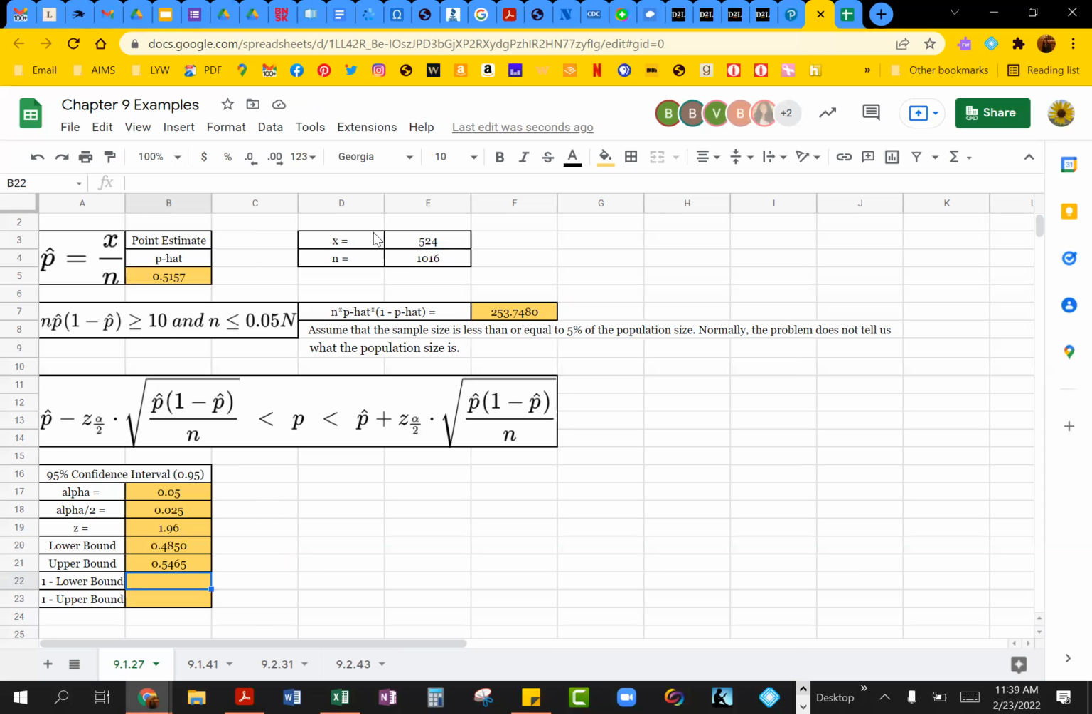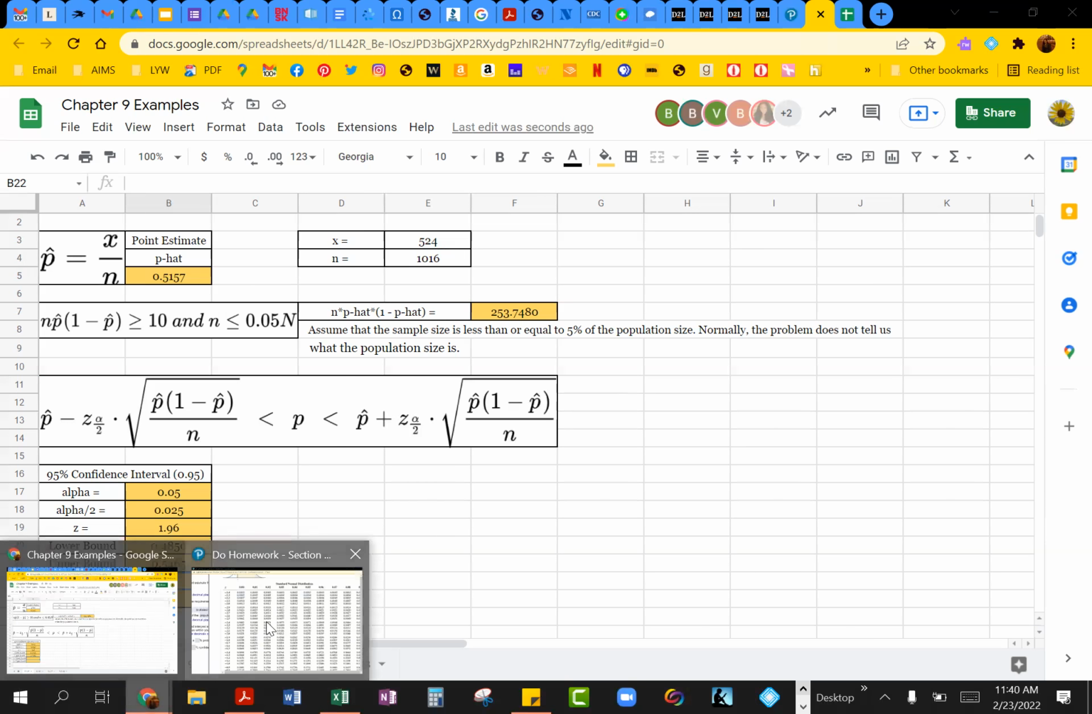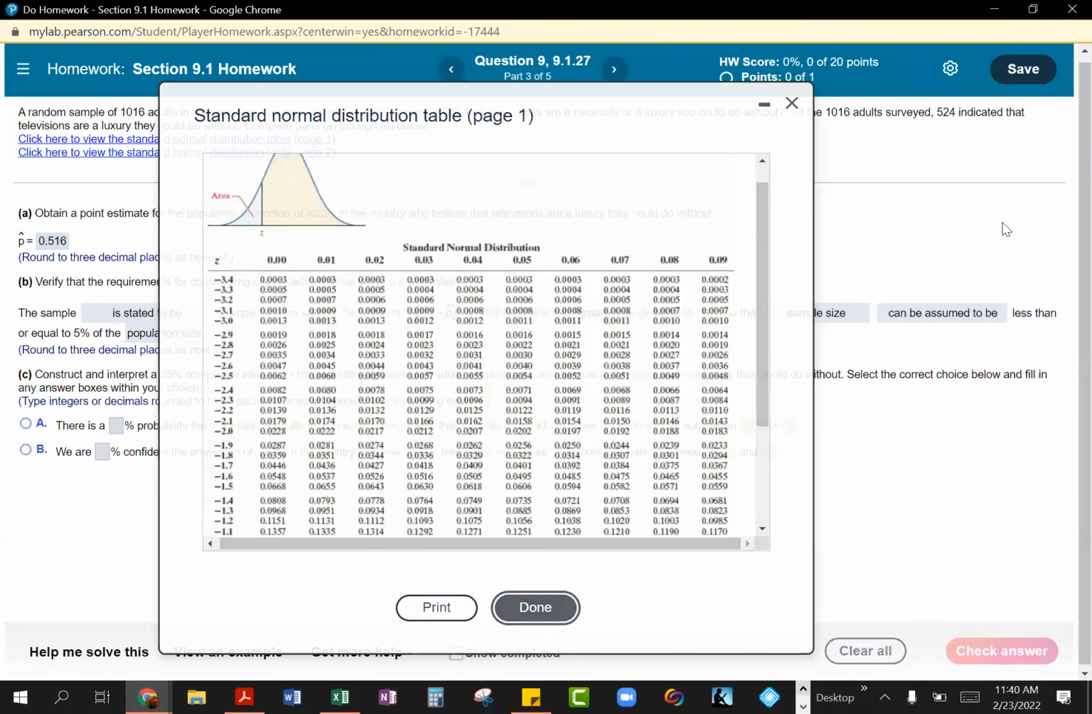So for our 95% confidence interval, we're basically saying that we are going to be anywhere from 48.5% to, if we round it to 1 decimal place, 54.7%. So we will say, okay, we have a 95% confidence that 48.5 to 54.7% of the population will say TV is a luxury that they can live without. So that's kind of how this thing is working out to be. So let's go ahead and close this guy.